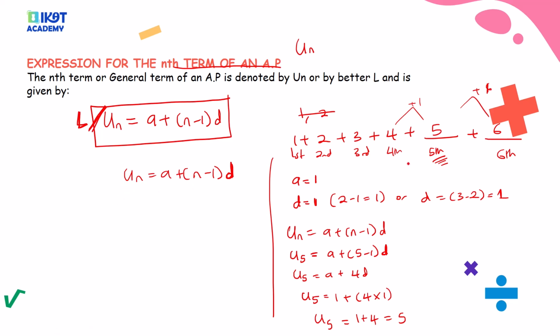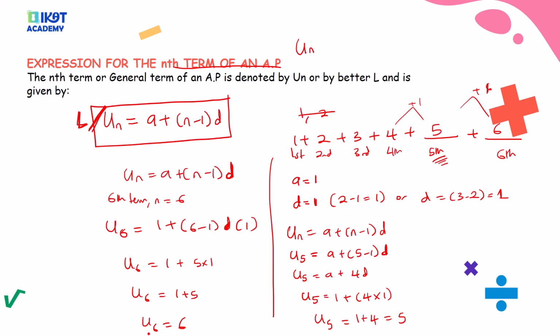So now with the formula Un, if I want to find the sixth term, that means n is 6. So U6 is equal to a + (6 - 1)d. Here I know d is 1. So U6 is going to be 1 plus 5 times 1, which is 1 plus 5, so U6 is going to be 6. So this is our answer. U6 is 6. Okay, so what I'm trying to show is how the formula works.